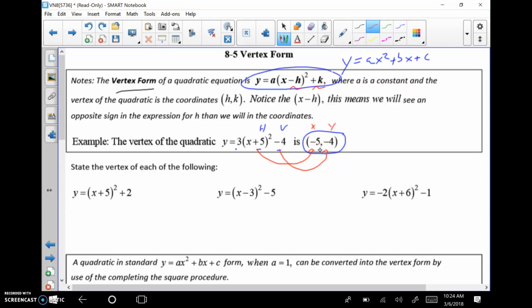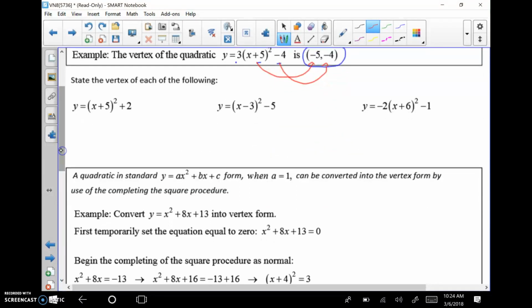So very simply, in vertex form, what is the vertex? This one, again, it's the opposite sign of what you see in the parentheses, so negative 5, and the true sign after the parentheses, negative 5, 2. Here, it's the opposite sign inside the parentheses, and then the true sign after the parentheses.